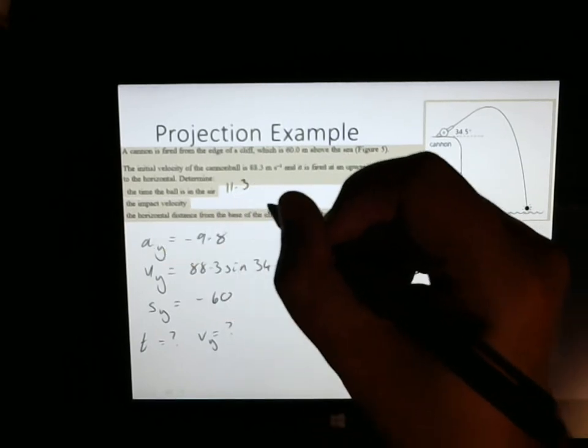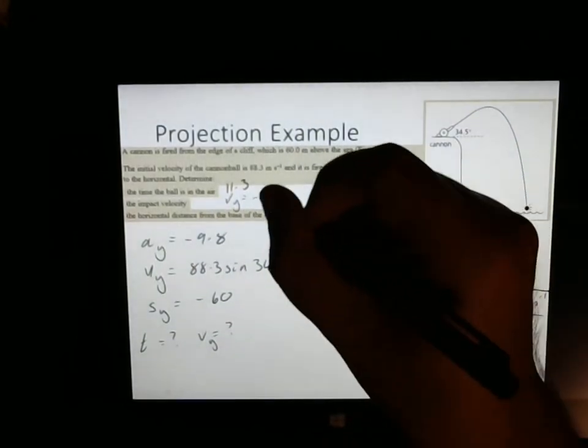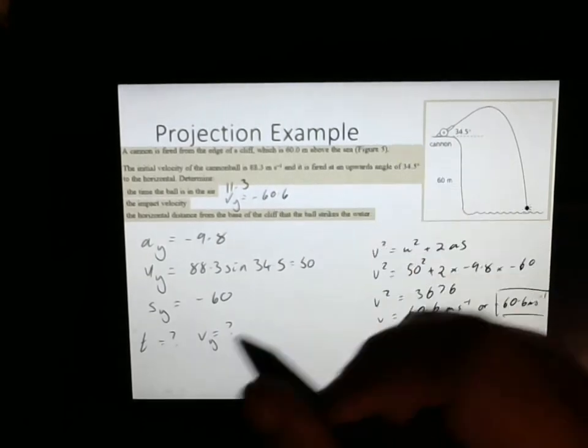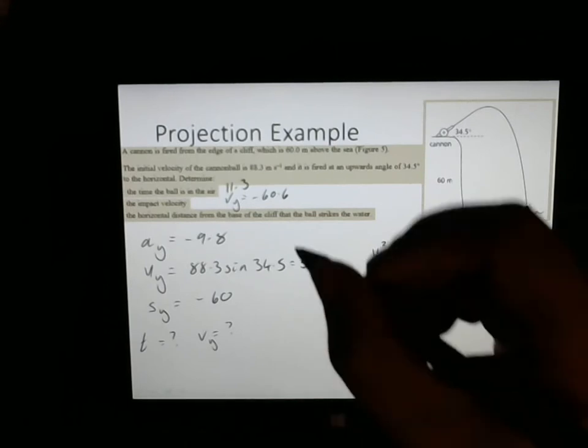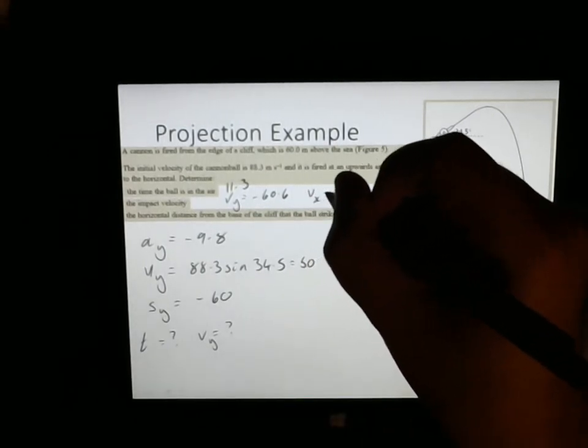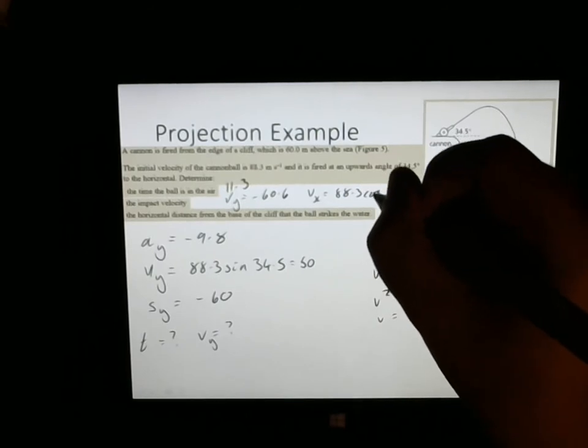But that's not my full answer. So V in the Y equals negative 60.6. But we need the impact velocity. We need to know its X component as well. So my V in the X was equal to 88.3 cosine of 34.5.